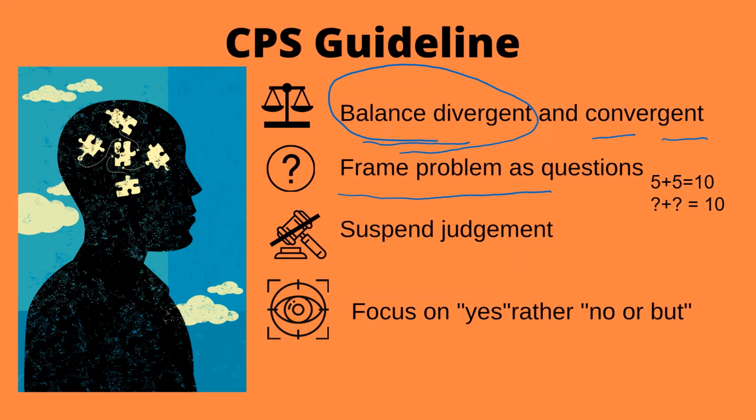The third one is to suspend judgment, where in the early stage of brainstorming, we must hold back criticism of ideas that do not work. Later on, we will set appropriate time to analyze them. So defer judgment is actually not the same as no judgment. It's just that it's not yet the time to have judgment.